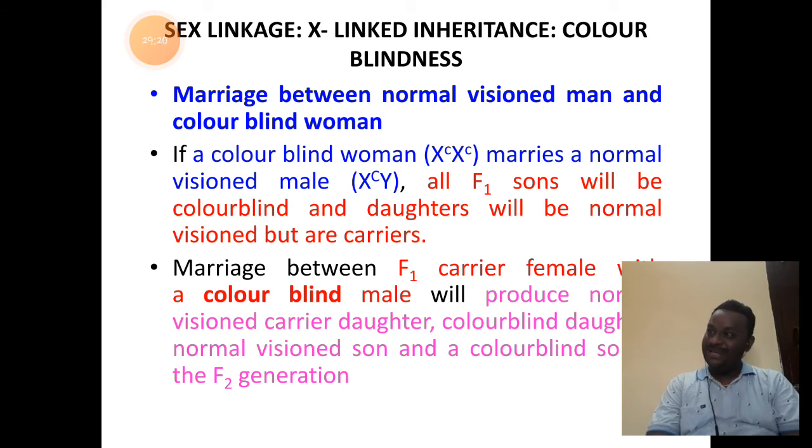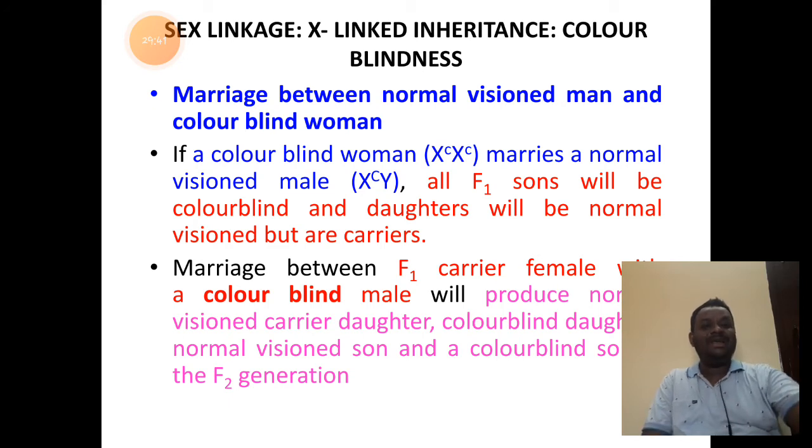Because the colorblind genes are present on both X chromosomes of the mother, she will definitely transmit it to the sons. All sons are colorblind. Daughters will have the carrier condition, but they are normal.